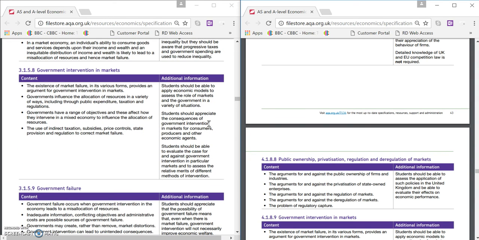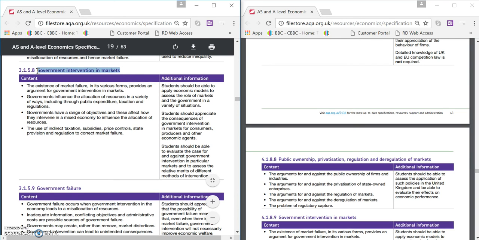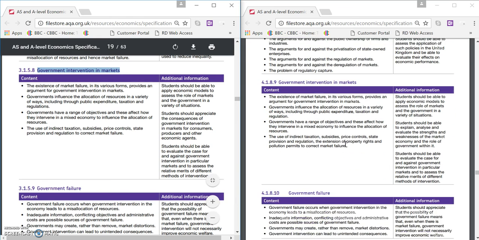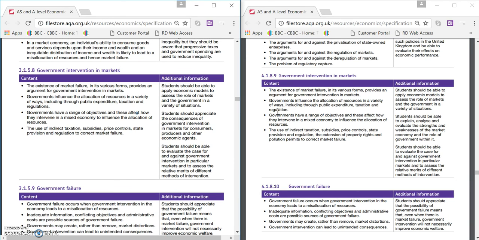So let's see what's next on the AS side. Well, the AS then goes to government intervention. Likewise, so does the A-level. Obviously, we've got slightly different numbers now, but government intervention is literally all the solutions that the government have up their sleeve in order to try and correct market failure. And if you look carefully at both areas, they're pretty similar.